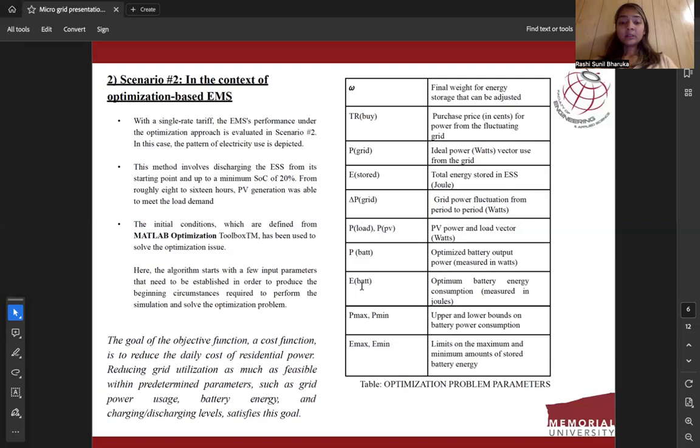and the power of the batteries and the energy of the batteries in the respective units of joules and watts. We have recorded the maximum and the minimum of data, going from the heuristic model to the optimization-based model. The goal of the objective function, which is a cost function, is to reduce the daily cost of residential power.